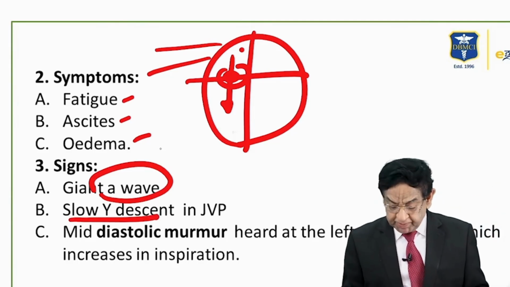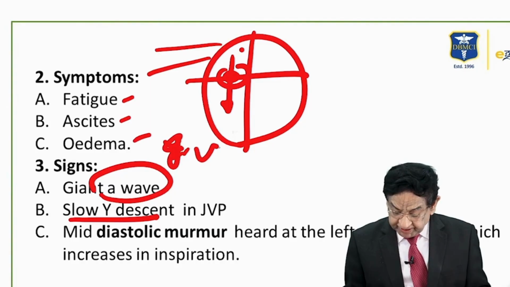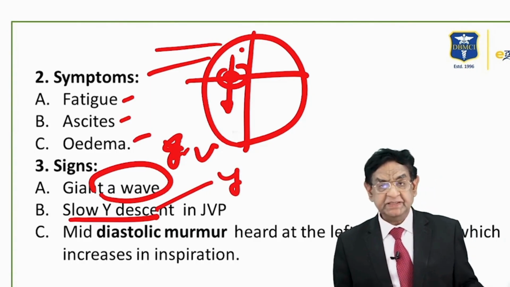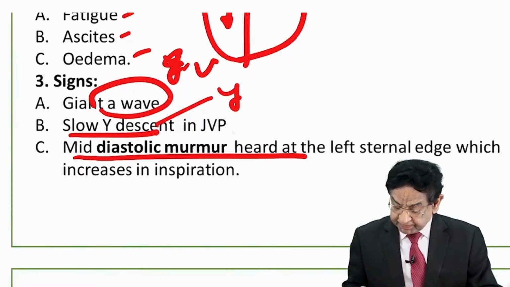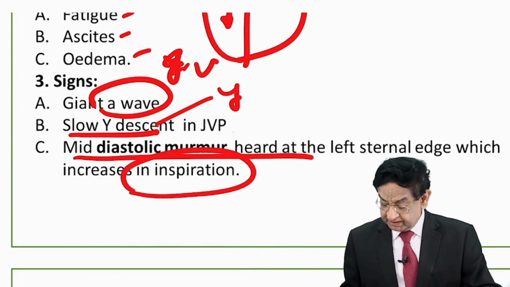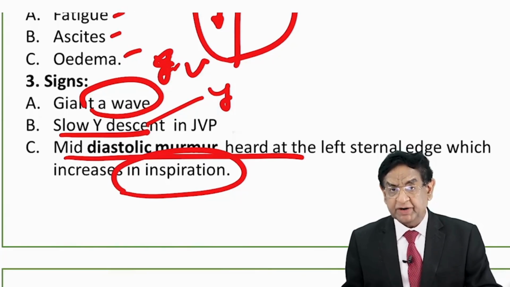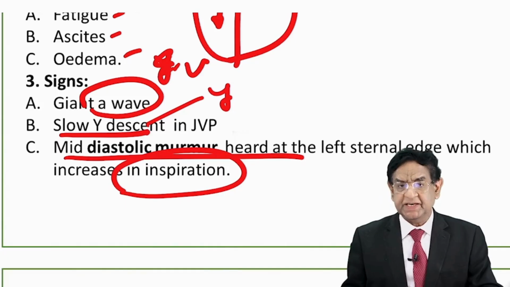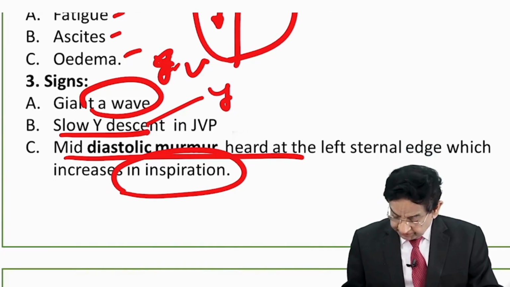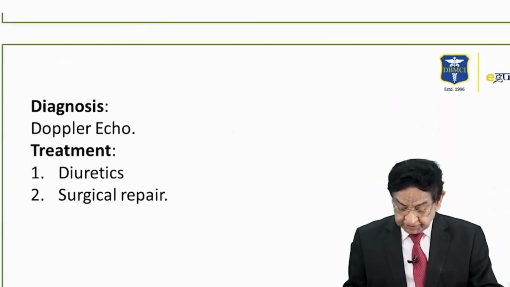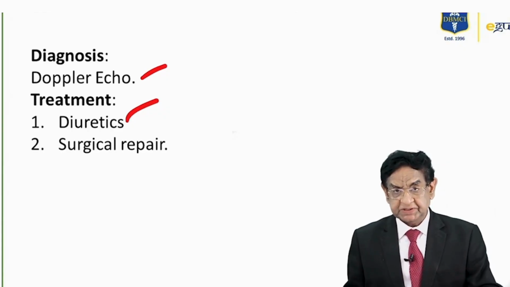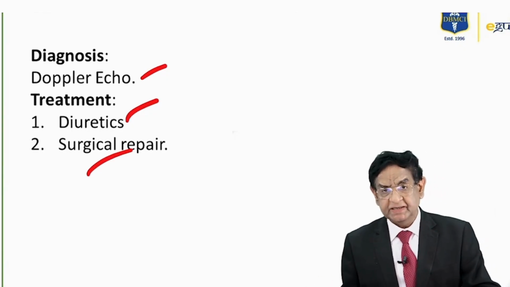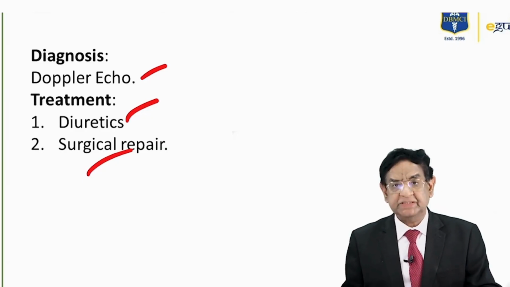In TR, it was a prominent V wave and prominent Y descent. Here it is a prominent A wave but slow Y descent, and you get a mid diastolic murmur just like mitral stenosis, but it increases in inspiration, whereas the murmur of MS increases on expiration. Diagnosis is by echocardiography. We can use diuretic to decongest, and surgical repair can be done if the problem is very severe.